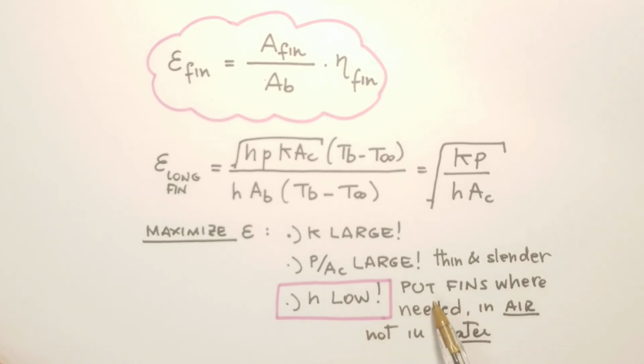This means that we want to put the fins where actually needed. So if you're extracting heat from two sides of a wall, and we have water on one side and air on the other, it's likely that the heat transfer coefficient of convection of air is actually smaller than the one of water. So we need to put the fins to have maximum effectiveness. We want to put the fins where they are needed, so on the air side, not on the water side.